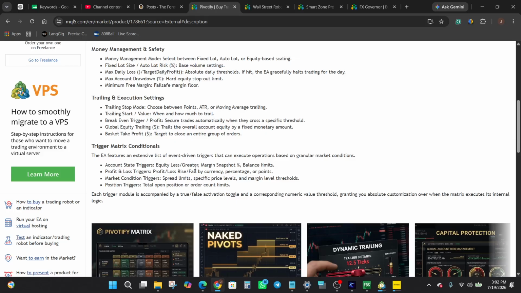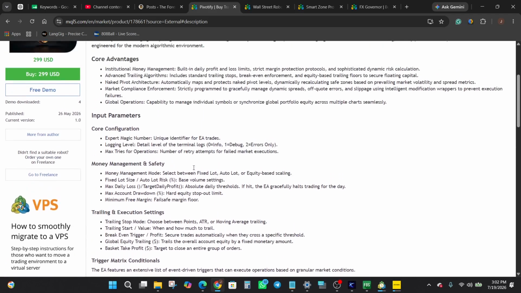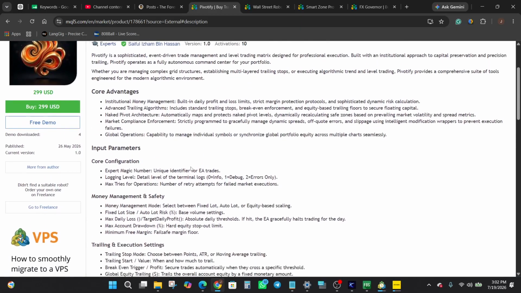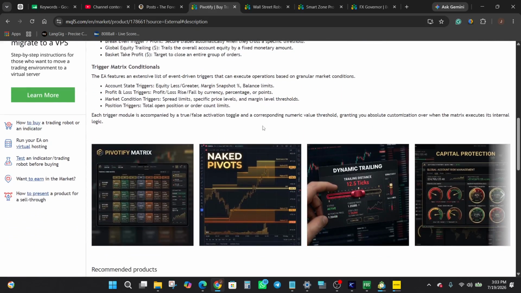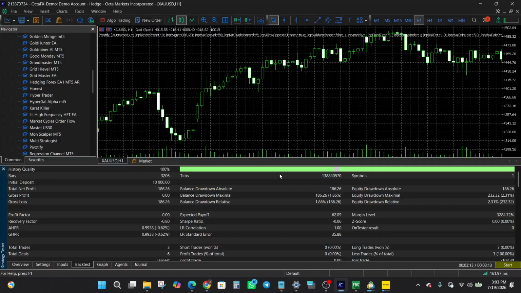Nowhere in this listing does it clearly describe what actually triggers a new market entry. All right, the features described are almost entirely about managing existing positions and account level conditions. Okay, not about generating buy or sell signals in the first place, right? So let us quickly head over to our strategy tester now. Let me show you the back test that I ran myself.